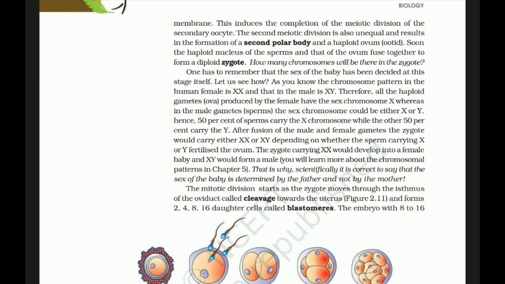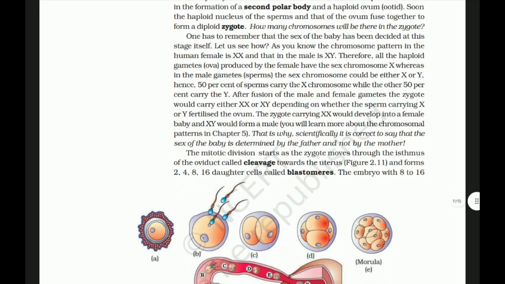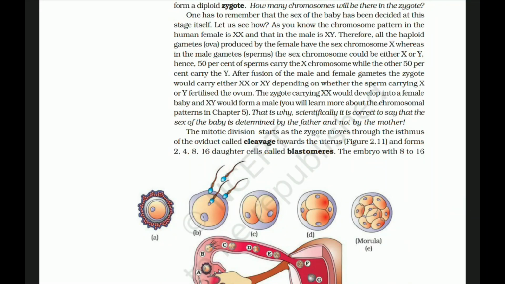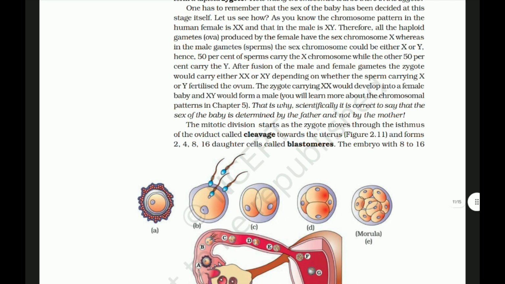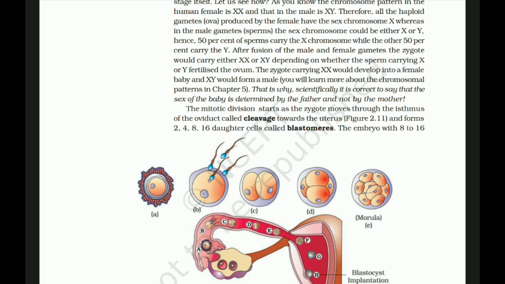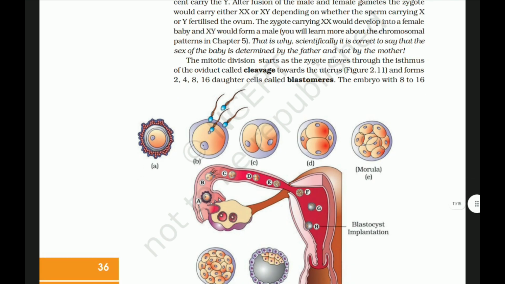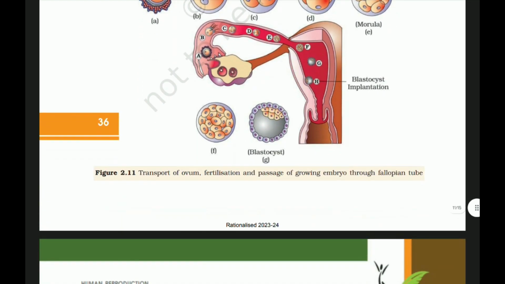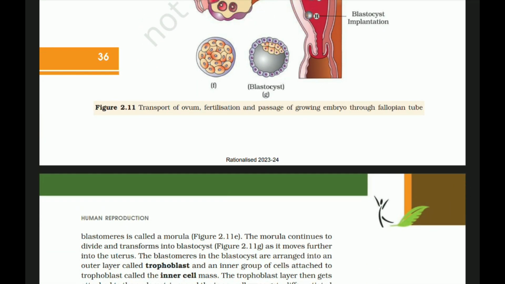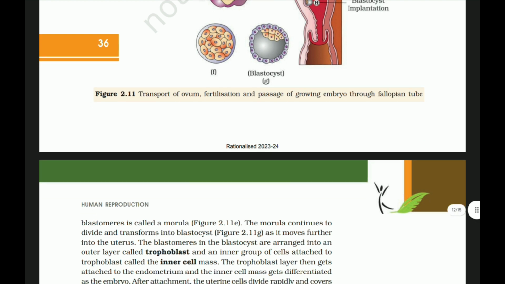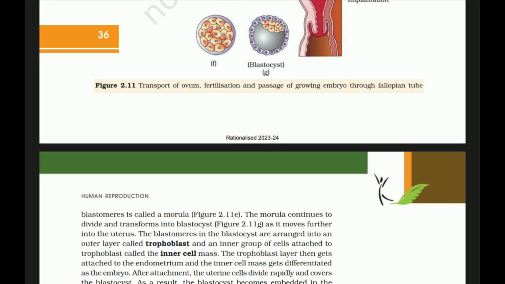The mitotic division, called cleavage, starts as the zygote moves through the isthmus of the oviduct towards the uterus. Figure 2.11 shows that it forms 2, 4, 8 and 16 daughter cells called blastomeres. The embryo with 8 to 16 blastomeres is called a morula. Figure 2.11e. The morula continues to divide and transforms into a blastocyst.